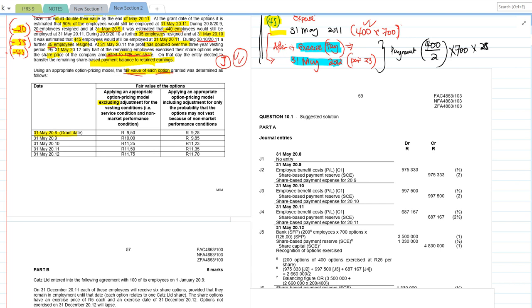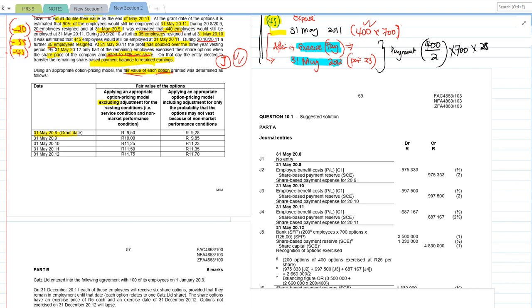A service condition is not a market condition. Service condition, what is a service condition? Stay in our business for 3 years. Service, right? That is a service condition. And therefore, you don't necessarily need that in the fair value of the option. Remember, the fair value of the option only takes into account what? It takes into account the market conditions, and some of those are your market rates, are your share price.